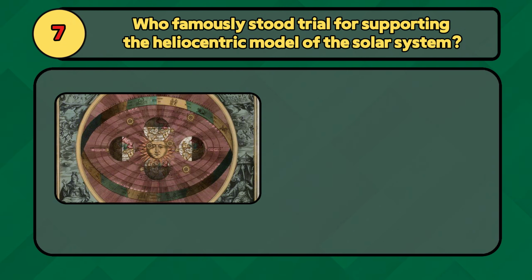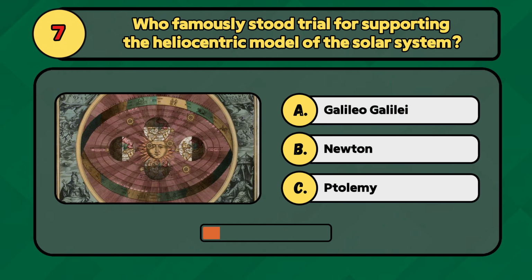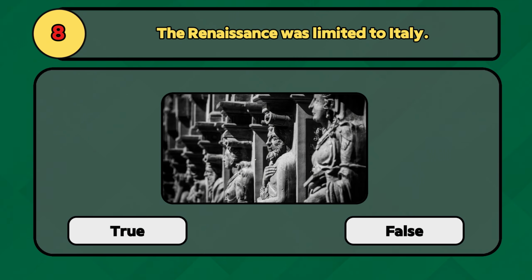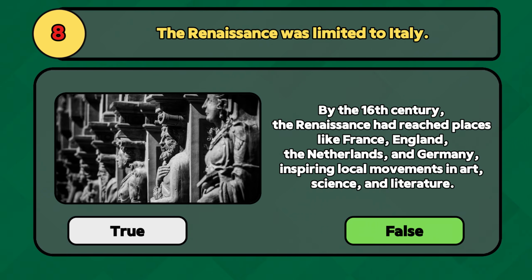who famously stood trial for supporting the heliocentric model of the solar system. Galileo Galilei was tried for promoting the heliocentric theory. True or false, the Renaissance was limited to Italy. False. The Renaissance began in Italy but spread across much of Europe.